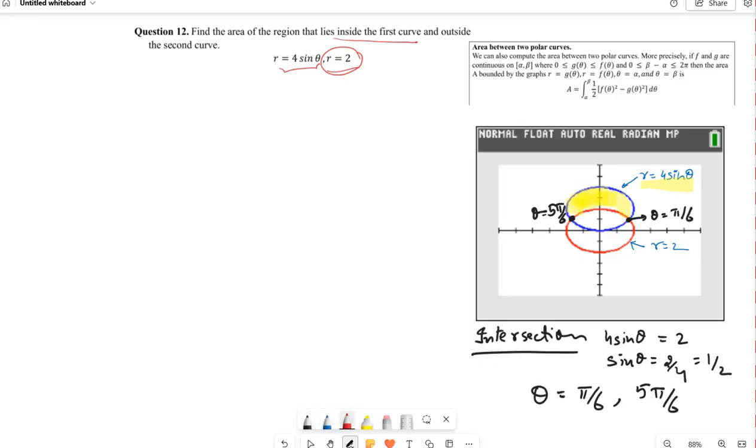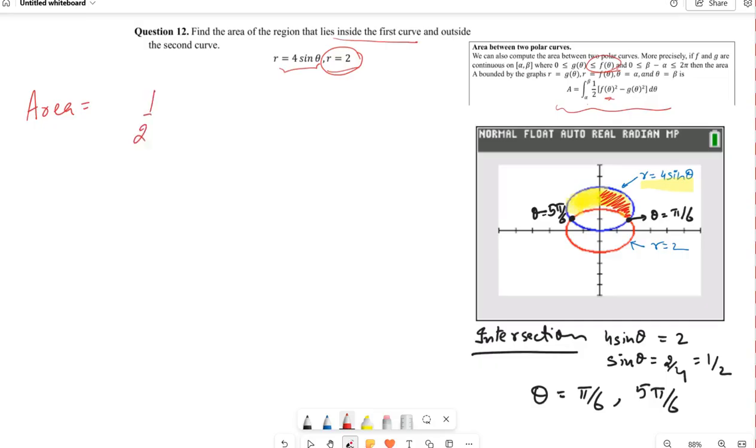You know what? I like to use symmetry. This graph is symmetric with respect to the y-axis. If I just find this portion and double it up, that should be good enough. So to find the red area, I need to do the top graph minus the lower graph. What is the outside graph here? The blue graph. So the formula is area equal to, from alpha to beta, half of f of theta, which is the larger graph on the top, squared, minus g of theta squared, which is the lower graph. So let's write the area formula.